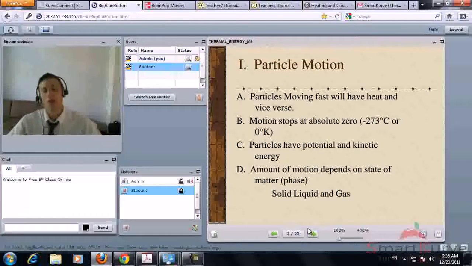And as you see in point D, the amount of motion depends on the state of matter. Obviously, in a solid, particles will only move a small amount, where in a liquid, the particles can move freely. This is why we can pour liquids, but we cannot pour solids. And then in a gas, the particles have even more freedom and even more space to move around. This is why a gas takes up much more space than a liquid.